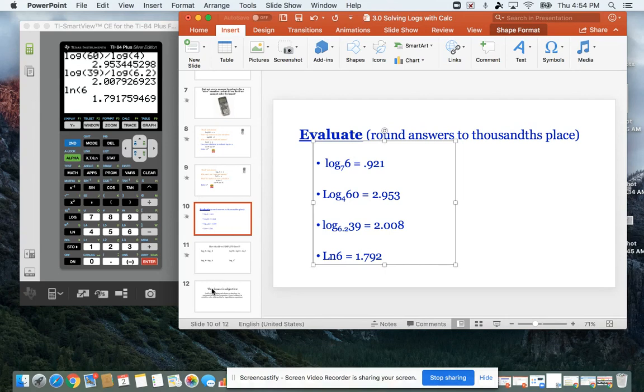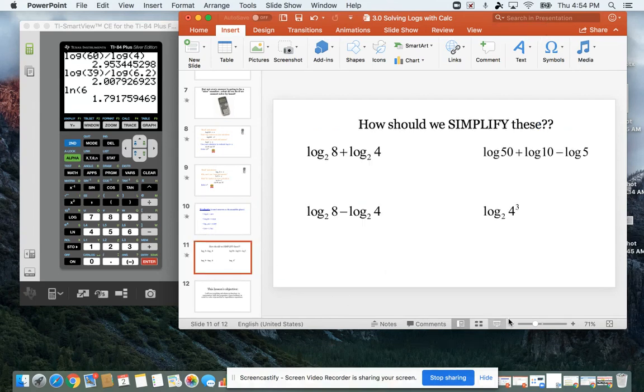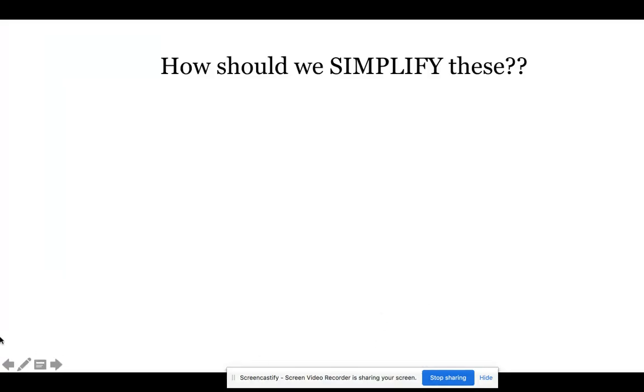Okay, so this is how we're going to be using a calculator. We're going to finish up with these few. So what about this? How do we simplify these? Do we need to go into our calculator? Are these ones we need a calculator for? No. I could multiply these out, right? Or I know this. What is this equivalent to? 3. What is this equivalent to? 2. Oh, the answer is just 5.